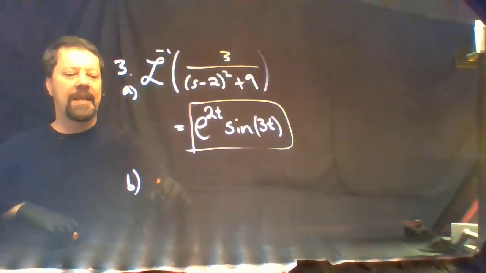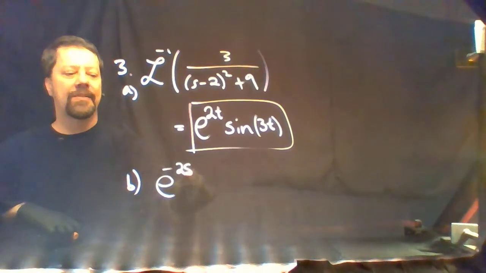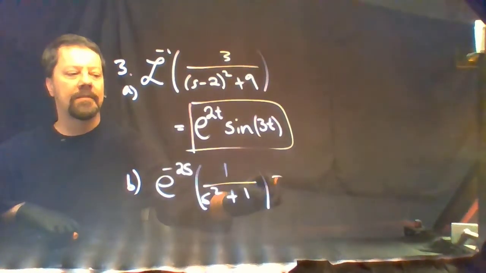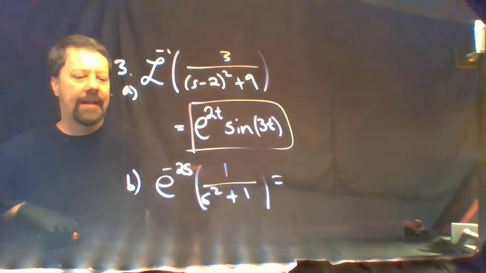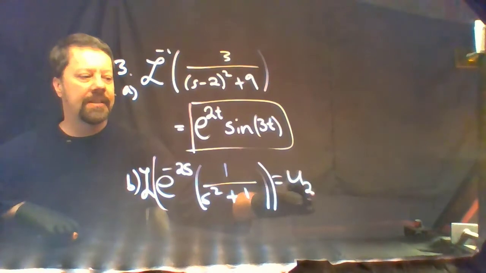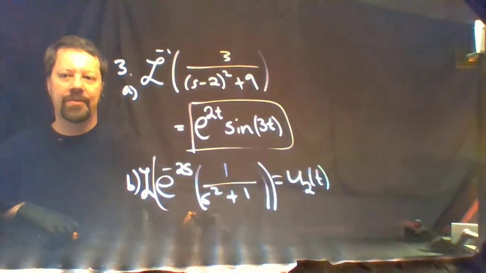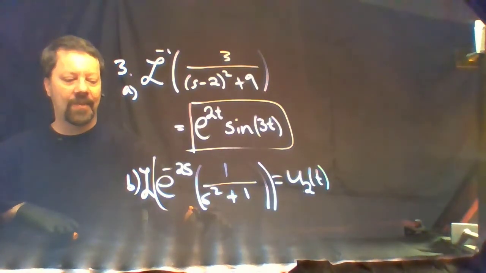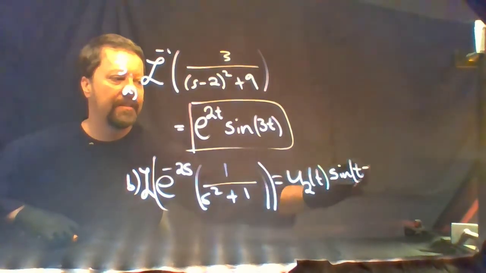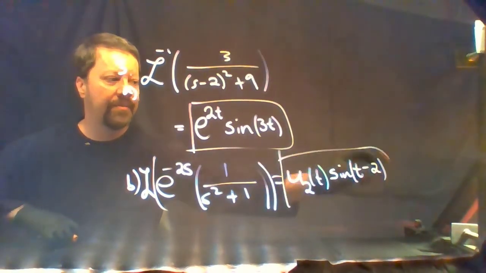On part B, we have e to the minus 2s times 1 over s squared plus 1. The e to the minus 2s gives us a unit step function centered at 2. The inverse Laplace transform of 1 over s squared plus 1 is sine of t, but we have to translate that 2 units. So it's sine of t minus 2.